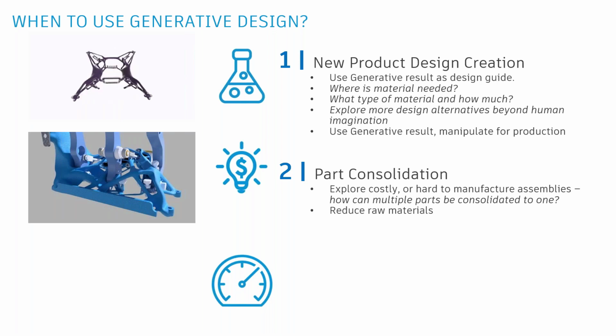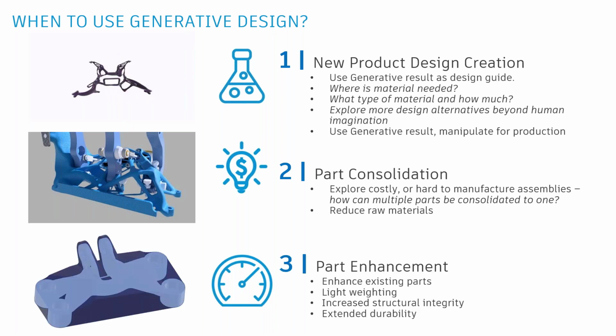Another reason that you might utilize it is for part consolidation. So this is similar to that GM seatbelt bracket. You might have something that's currently an assembly of 2 or 3 or 10 different parts, and you can use generative design to consolidate those down into a single part. So that way, potentially you can reduce raw materials. You certainly can reduce the number of parts that you need to perhaps order from different suppliers and maintain inventory of.